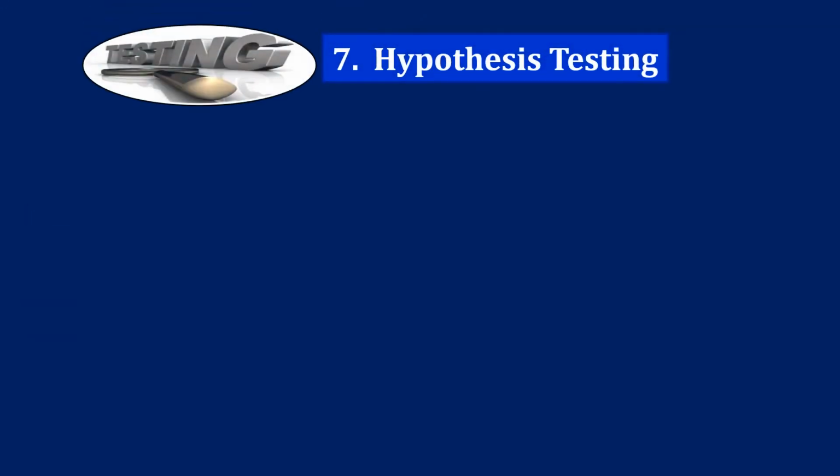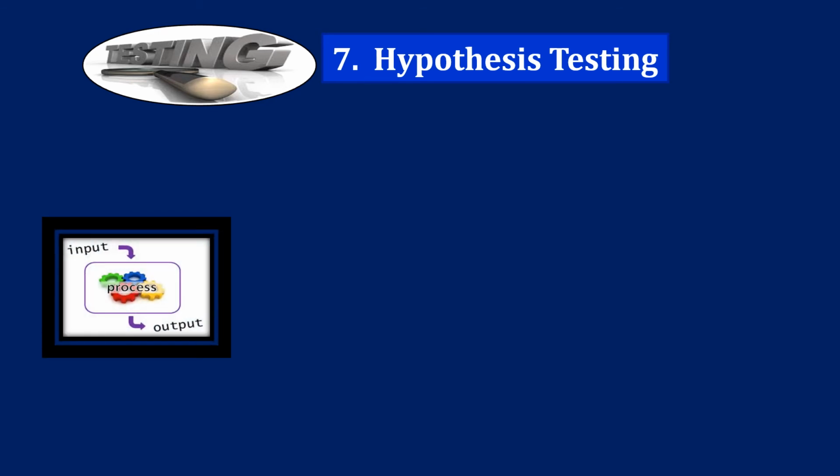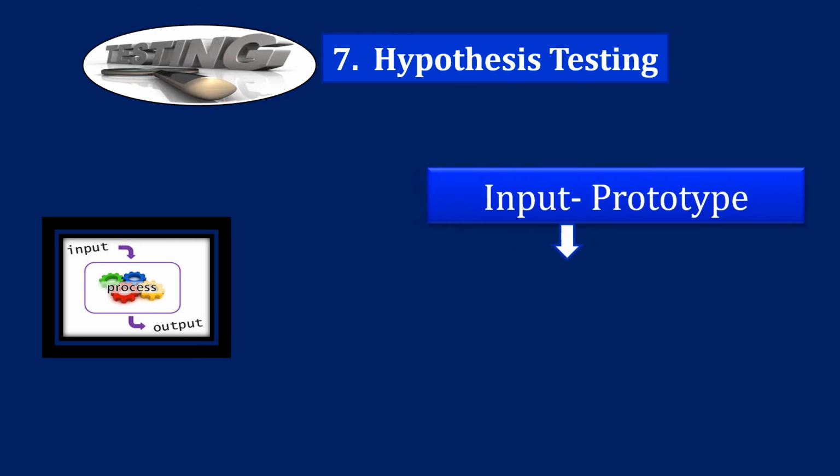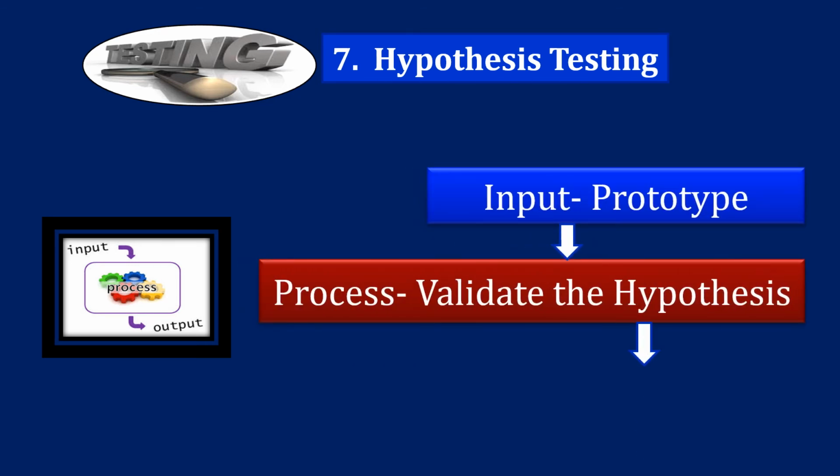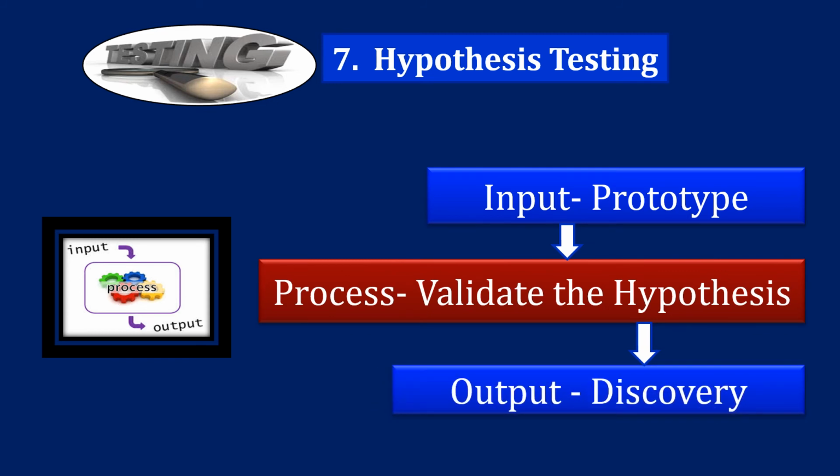The seventh phase is hypothesis testing. Recall that the hypothesis has been specified as having 2 to 3 components. For each individual component, the analysis is carried out, the design is made and the prototype is built. The component prototype is used in this phase to test the hypothesis component. Thus, the input to this phase is a prototype. The process is validation of the hypothesis. And the output shall be that discovery.